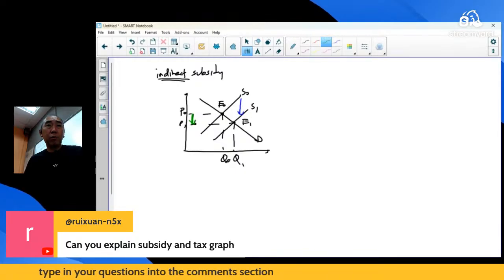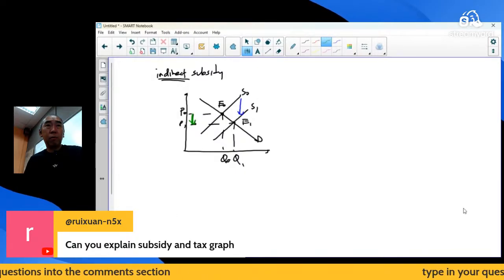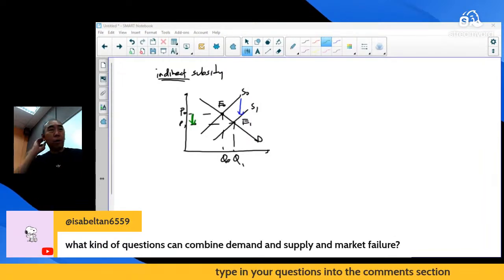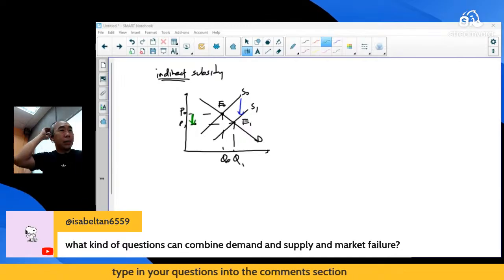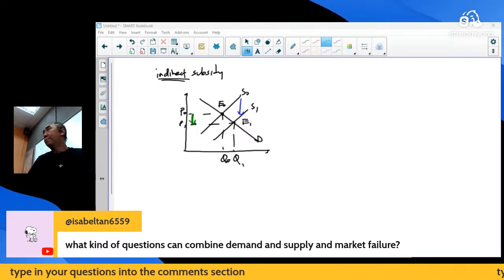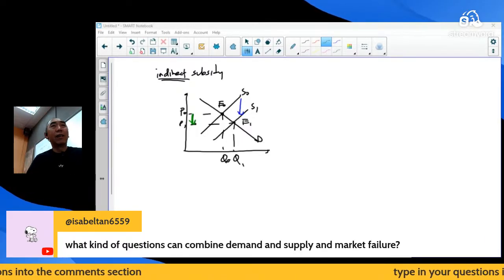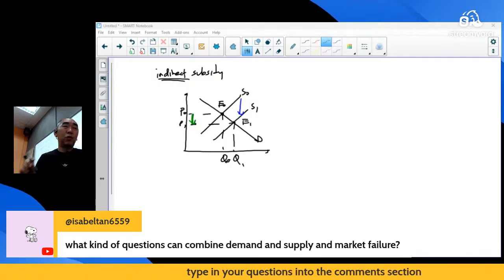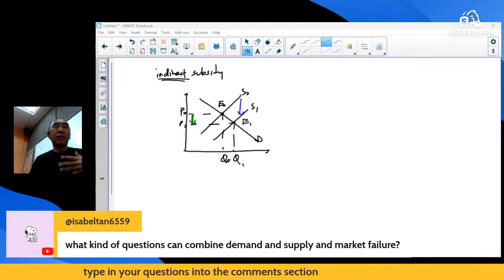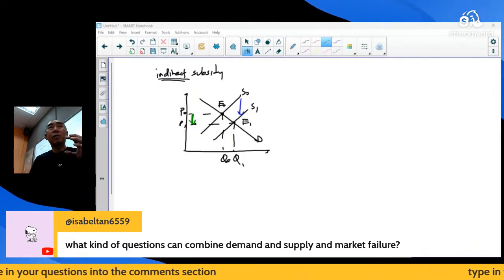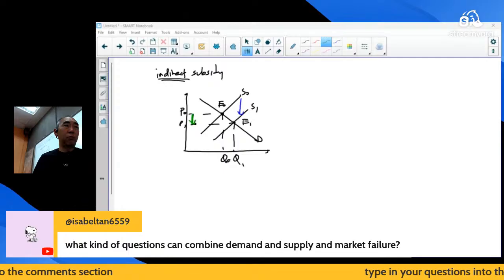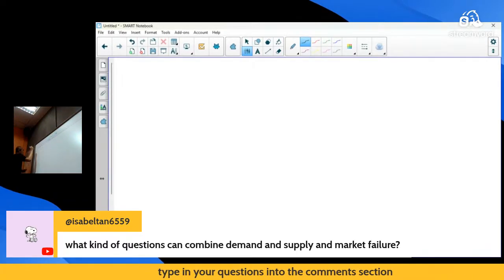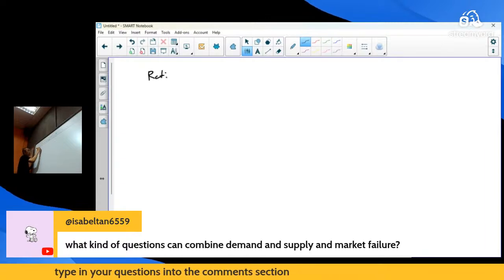All right, so now let's move on to Isabel. So Isabel asked, what kind of questions can combine demand, supply, and market failure? Actually quite difficult, right? Quite difficult to combine demand and supply and market failure. So my suspicion, right, is that instead of testing demand and supply, they might test what we call rational decision making, right? So what the examiner might test, instead of DDSS, they might test rational decision making.